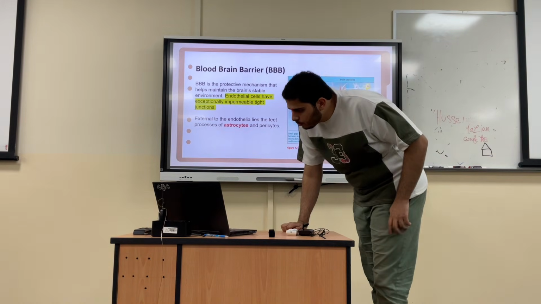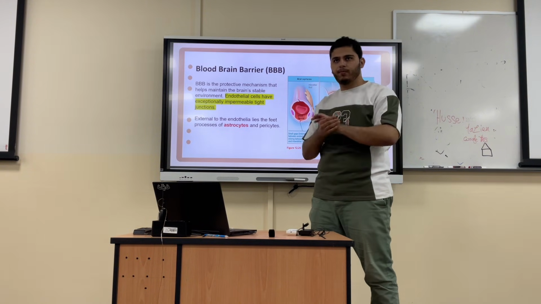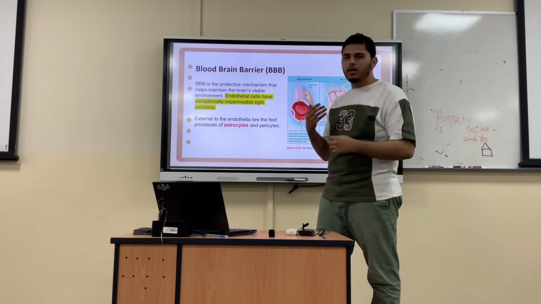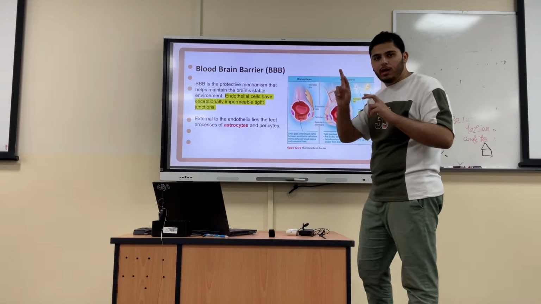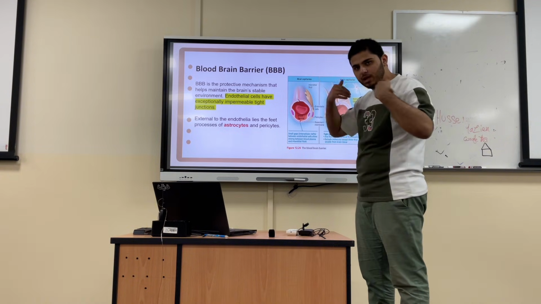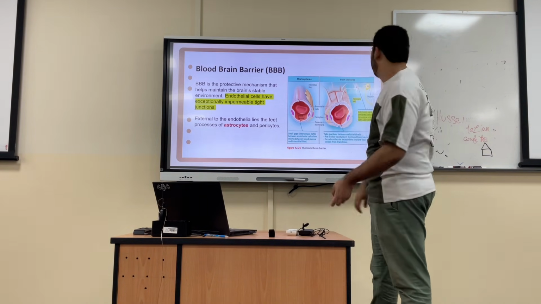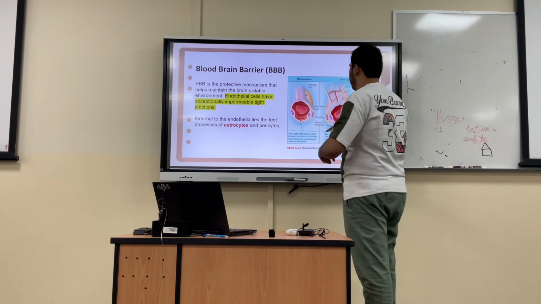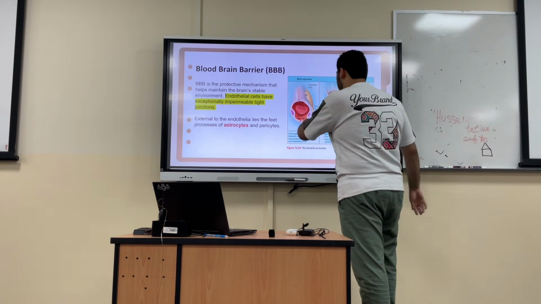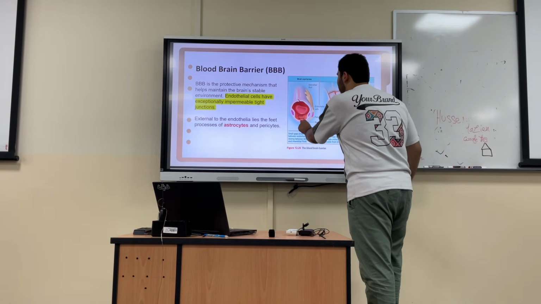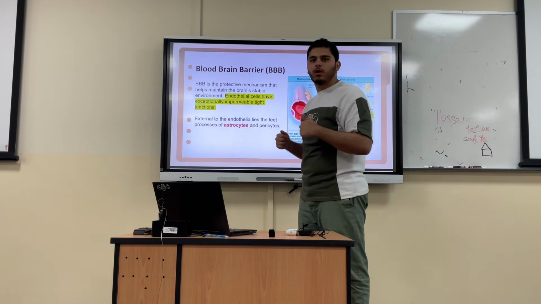Let's go. This is the blood-brain barrier, which is the fourth protective layer. The blood-brain barrier is the protective mechanism that helps maintain the brain's stable environment. Here we see the similarities and differences between most capillaries in our bodies and the capillaries found in the brain, which are continuous capillaries. What does continuous mean? Let's see the differences. In most capillaries we see endothelial cells, pericytes for support, and a basement membrane. Here we have an intercellular cleft.